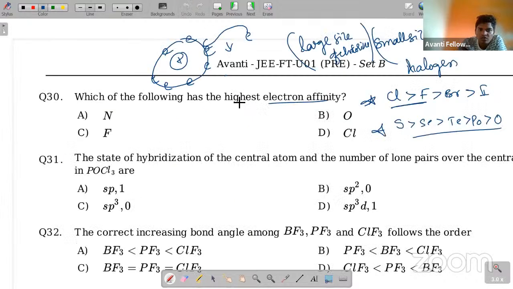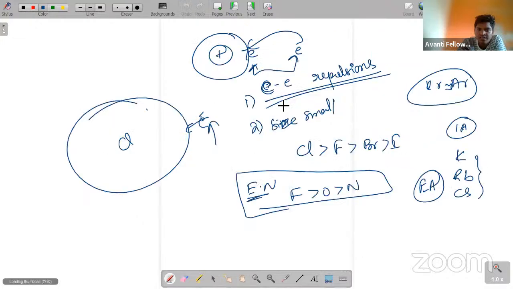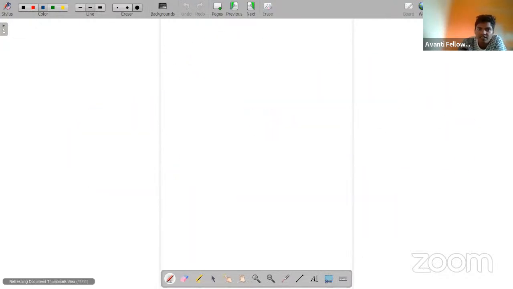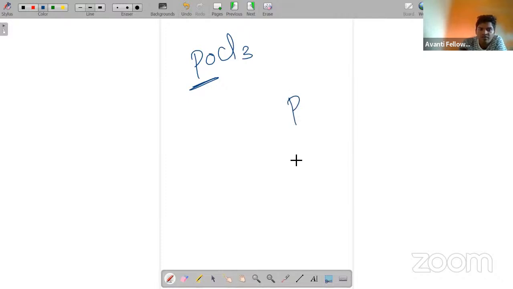Now the second one: the state of hybridization of the central atom and the number of lone pairs over the center in POCl3. Very simple, they are asking about the hybridization of phosphorus in POCl3. And we know the valence electrons of phosphorus are how many? 5. 1, 2, 3, 4, 5.